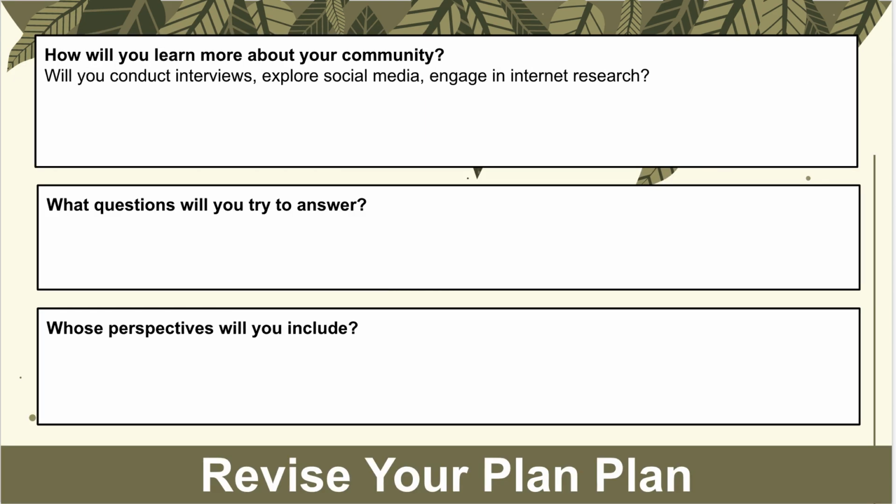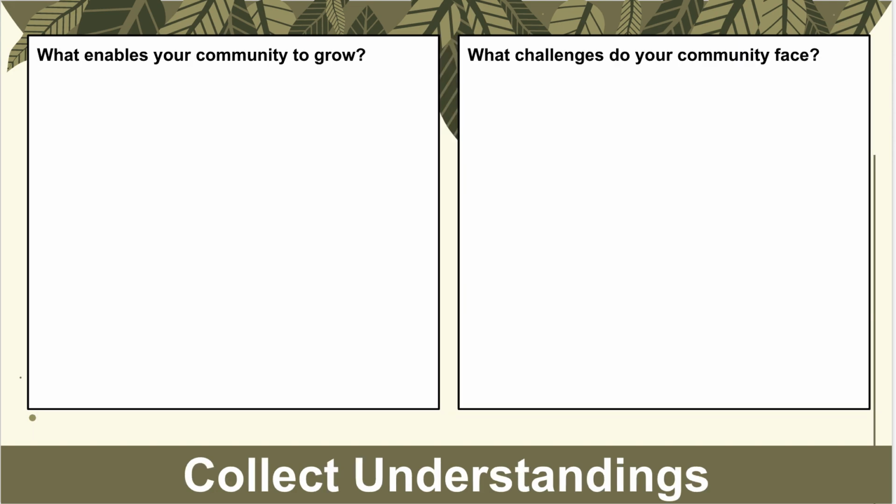And this process goes back and forth between independent work and design team feedback. So then the student is asked to revise their plan. After they revise their plan, they're going to start collecting data and understanding what enables your community to grow and what challenges your community faces. And this is the collecting understanding portion of the design process.